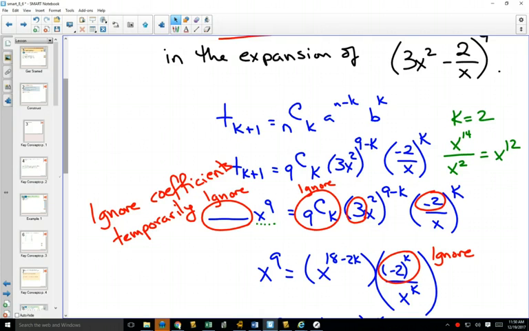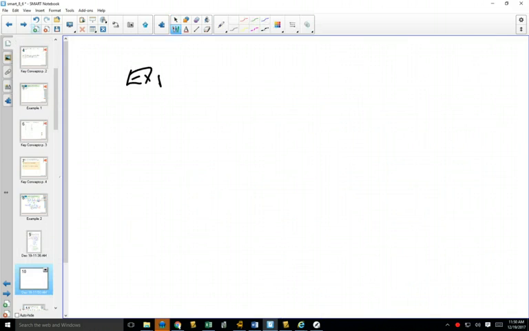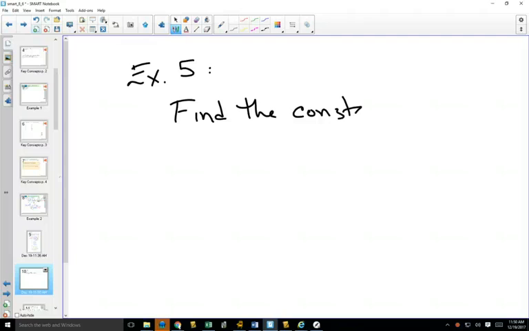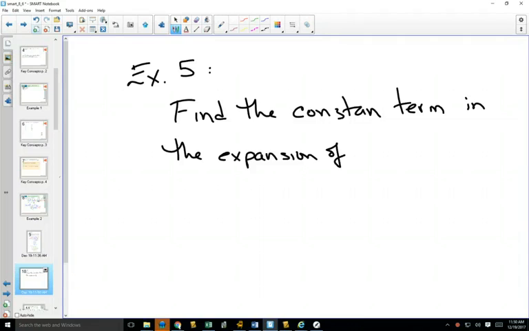Okay, so now we're going to do example 5. Find the constant term in the expansion of 5x cubed minus 2 over x to the power 12. Now, I forgot the t on the end of the word constant. Find the constant term in the expansion of 5x cubed minus 2 over x to the 12.